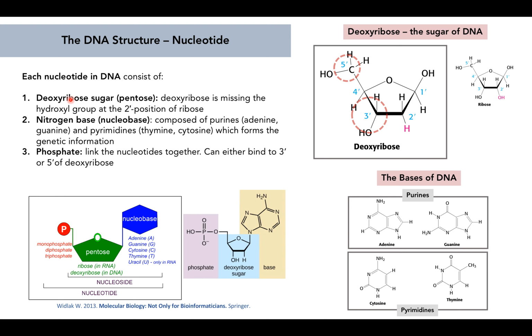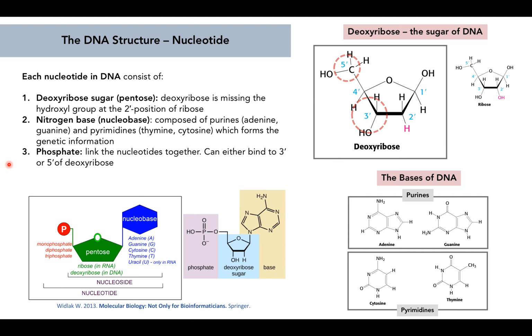Now, the second part of the DNA here is the base, the nucleobase or the nitrogen base. In DNA, the purines are adenine and guanine, whereas the pyrimidines are cytosine and thymine. So A, G, C, T. Those are the bases that form DNA. And when we write the DNA sequence down, we only use the first letter of each nucleotide.